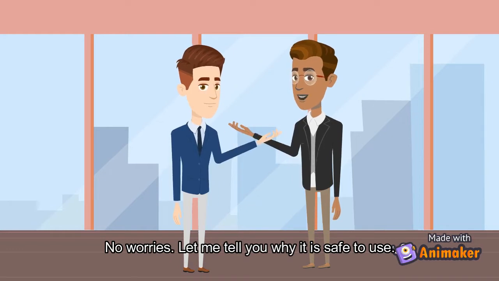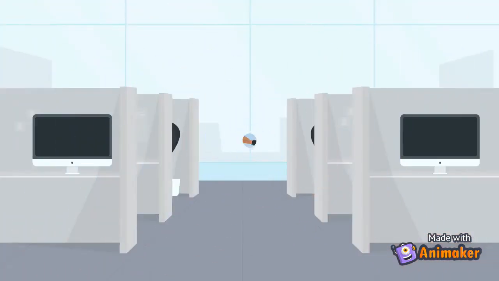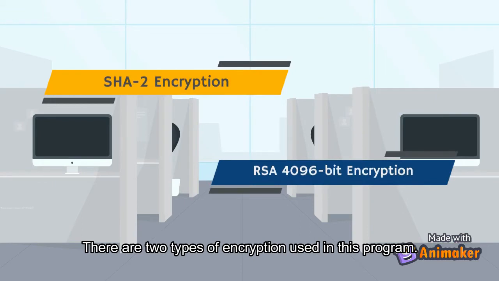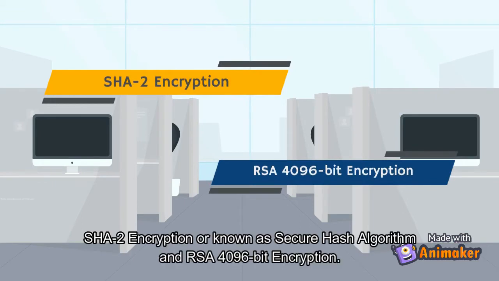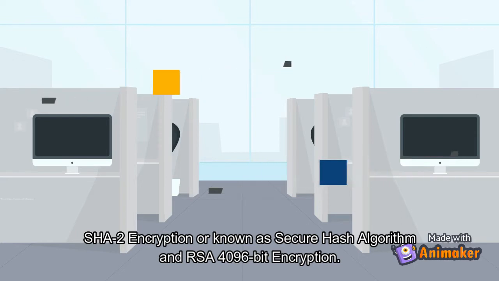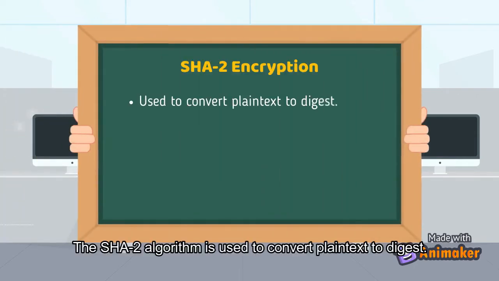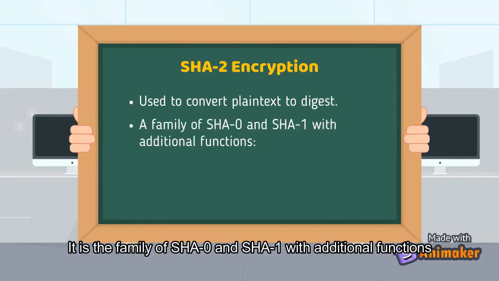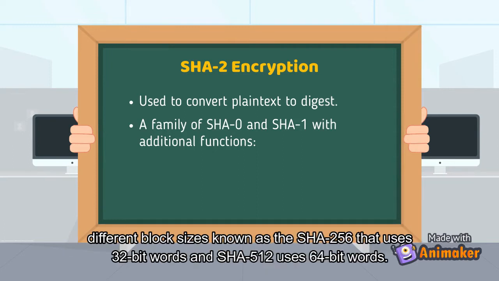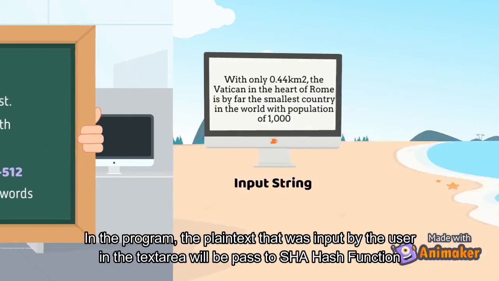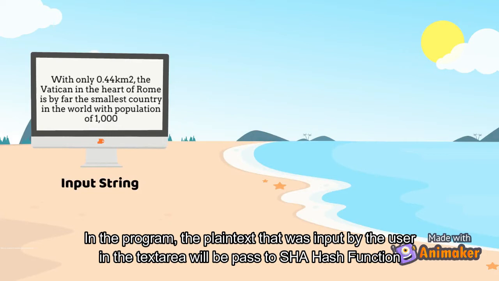No worries. Let me tell you why it is safe to use. There are two types of encryption used in this application: SHA-2 encryption, or known as secure hash algorithm, and RSA 4096-bit encryption. The SHA-2 algorithm is used to convert plain text to digest. It is a family of SHA-0 and SHA-1 with addition functions, different block sizes, known as the SHA-256 that uses 32-bit words, and SHA-512 uses 64-bit words.